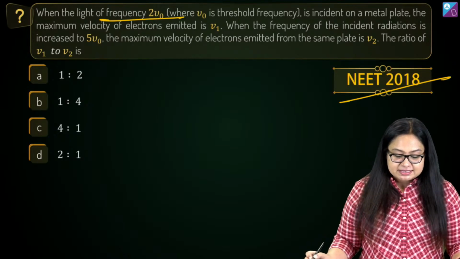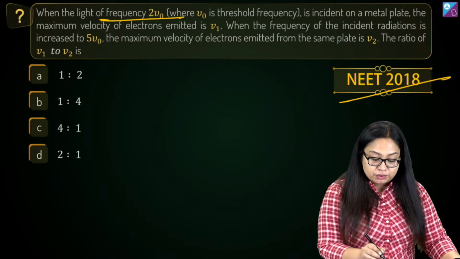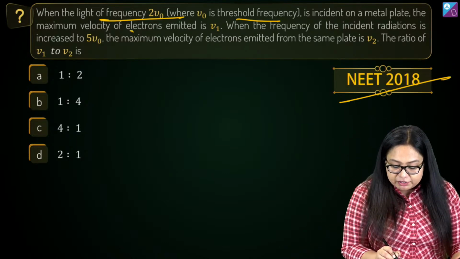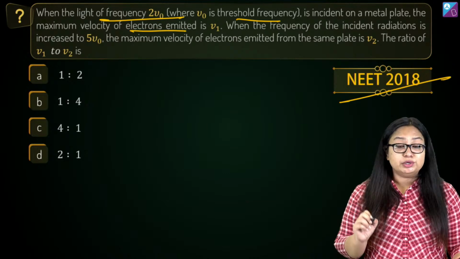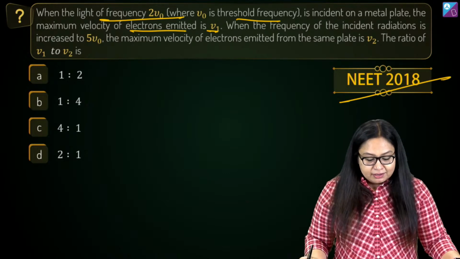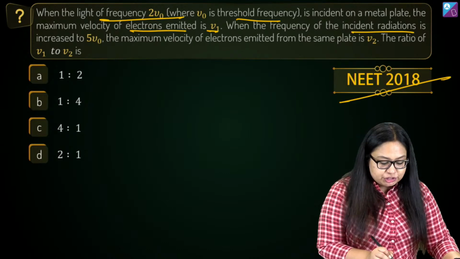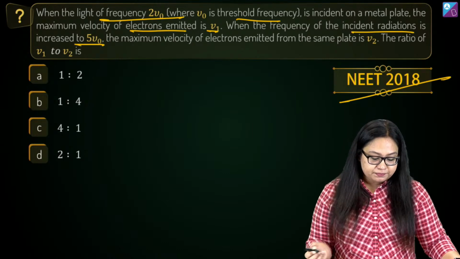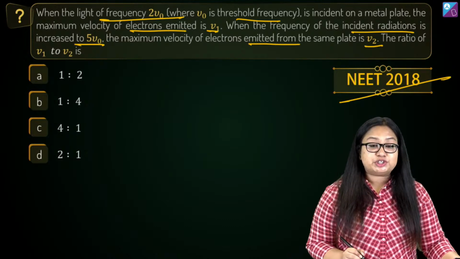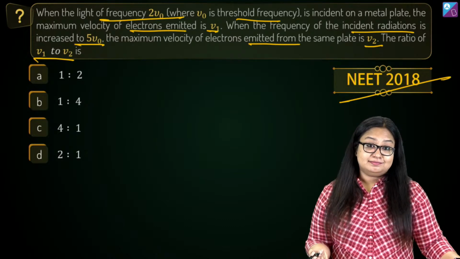When light of frequency 2 nu naught, where nu naught is the threshold frequency, is incident on a metal plate, the maximum velocity of electrons emitted is V1. When the frequency of the incident radiation is increased to 5 nu naught, the maximum velocity of electrons emitted from the same plate is V2. The ratio of V1 to V2 is.